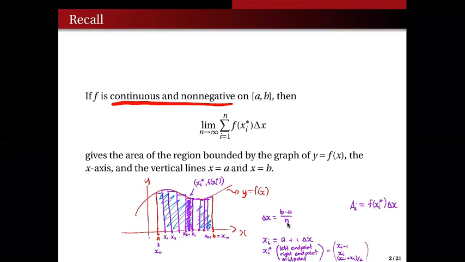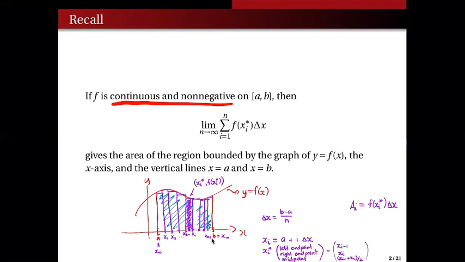Take note, as n approaches infinity, you will have b minus a over something very, very large. And therefore, your delta x will go to 0. Correct? So this is how we did it. Okay? And again, in here we considered continuous and non-negative functions on the given interval AB.